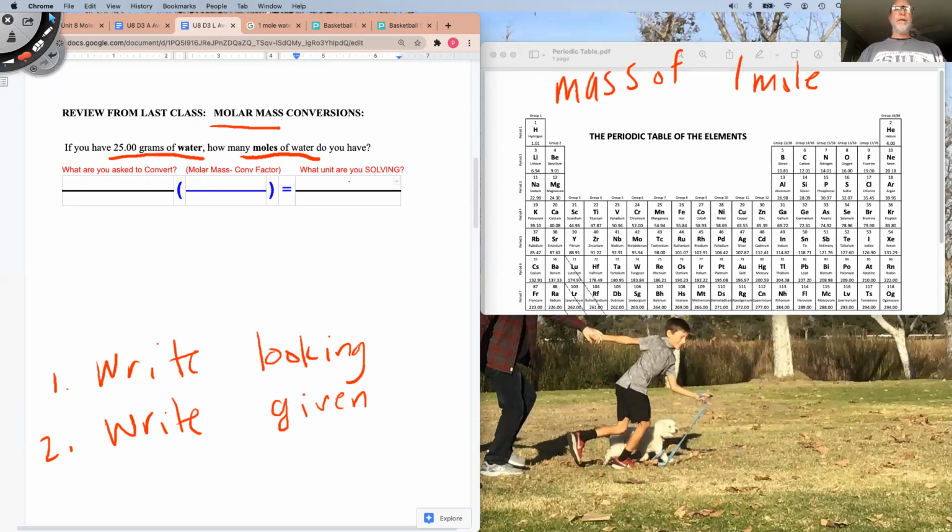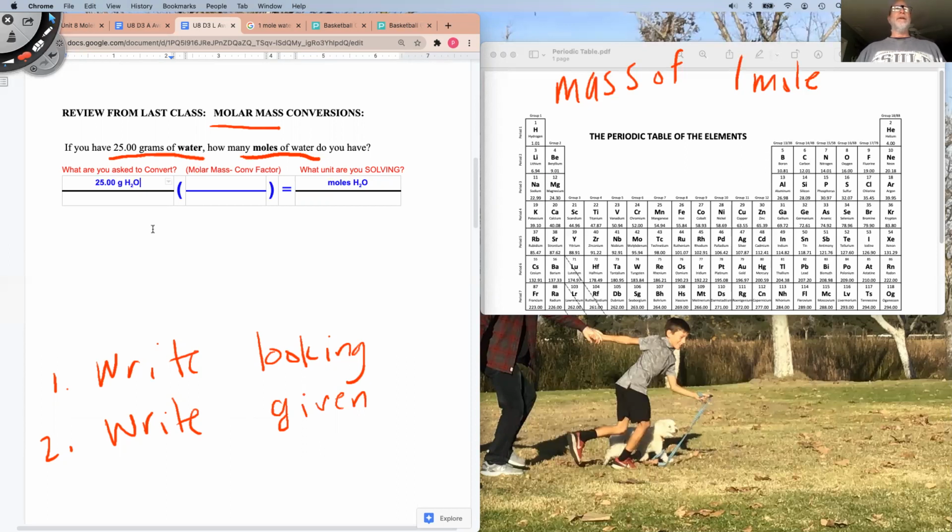So we would write in here moles of water. Now, I'm usually never going to write out the word water. When I say the word water, I actually visualize H2O. So we're looking for moles of water. Oops, you want to put an S on that. Moles of water. What are we starting with? We're starting with 25.00 grams of water. Now, I'm always going to abbreviate the word grams.